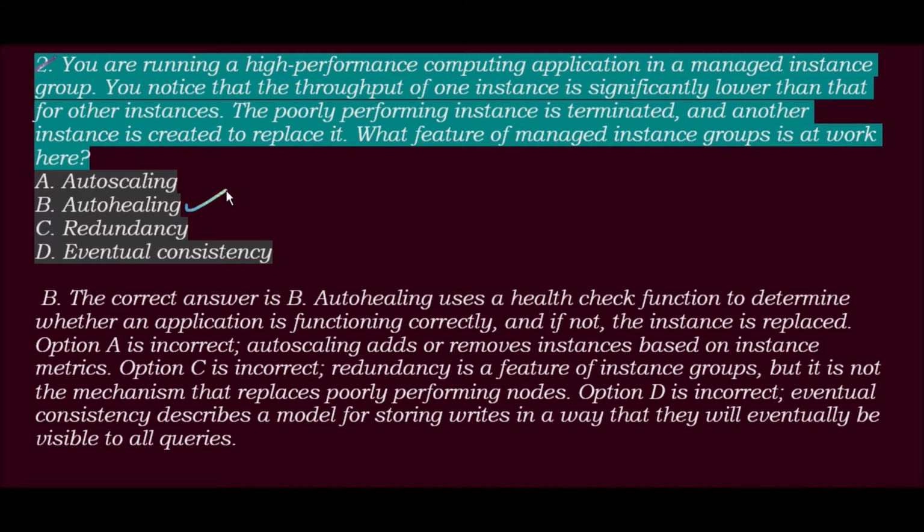Now option C, redundancy, is not correct because redundancy is a feature of instance groups, but it's not the mechanism that replaces poorly performing nodes. Okay, option D, eventual consistency, is also incorrect because eventual consistency describes a model for storing writes in a way that they will eventually be visible to all queries. That's why the correct answer here is option B, autohealing.